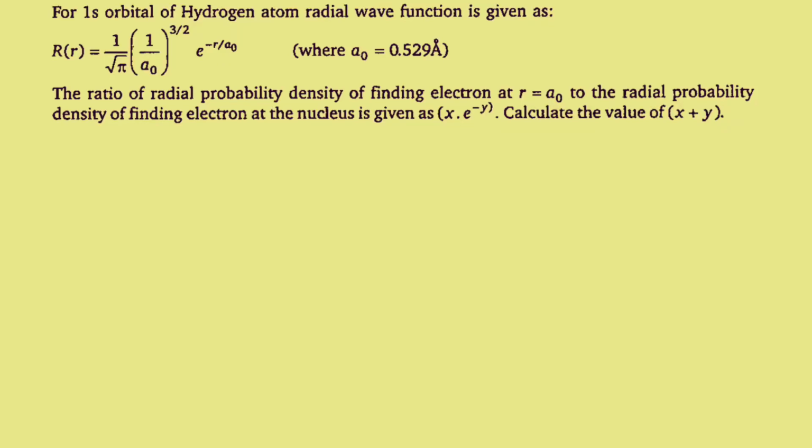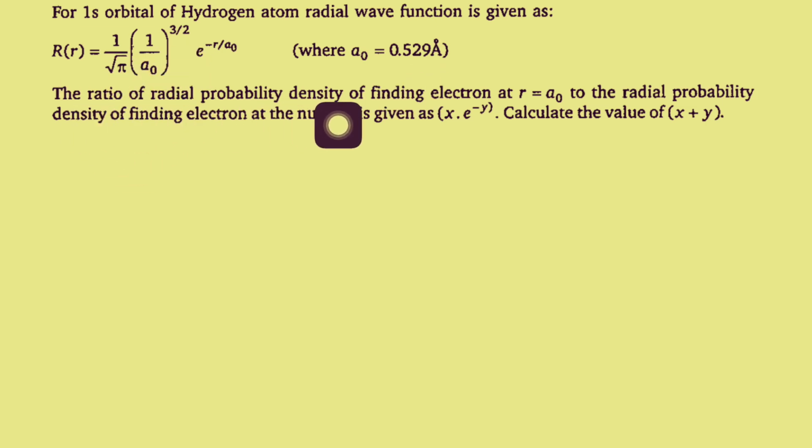Hello everyone, let's solve this problem that is based on Schrodinger equation. For 1s orbital of hydrogen atom, radial wave function is given as this one, where A0 is Bohr radius, right? And R is the radius.